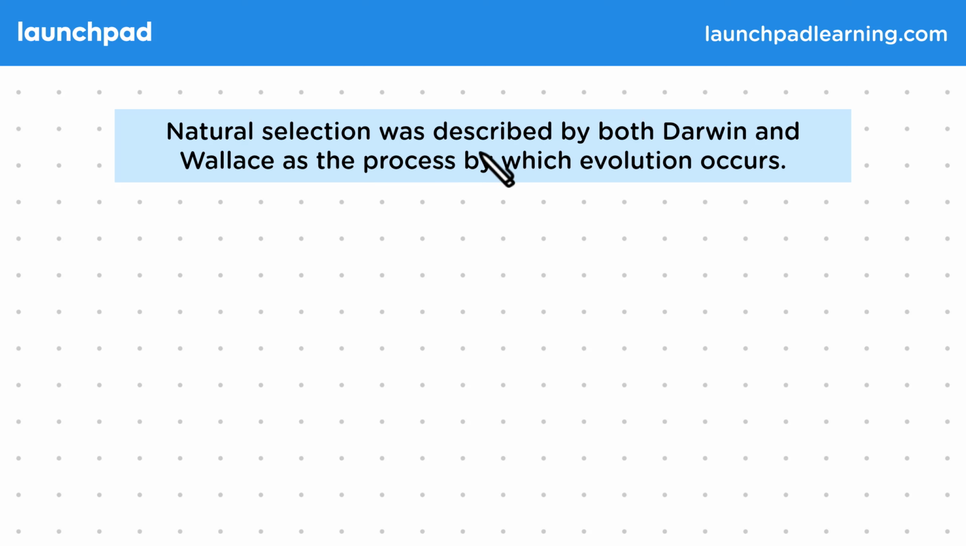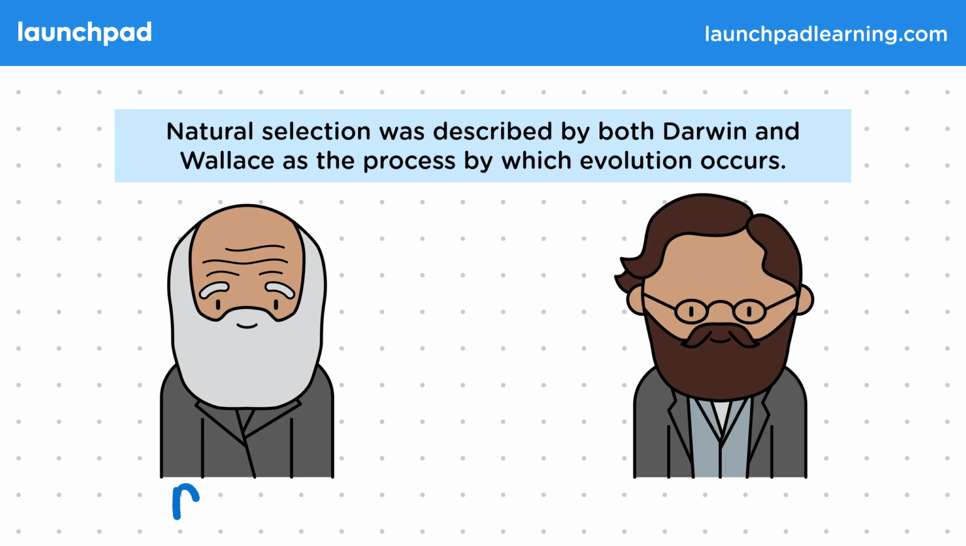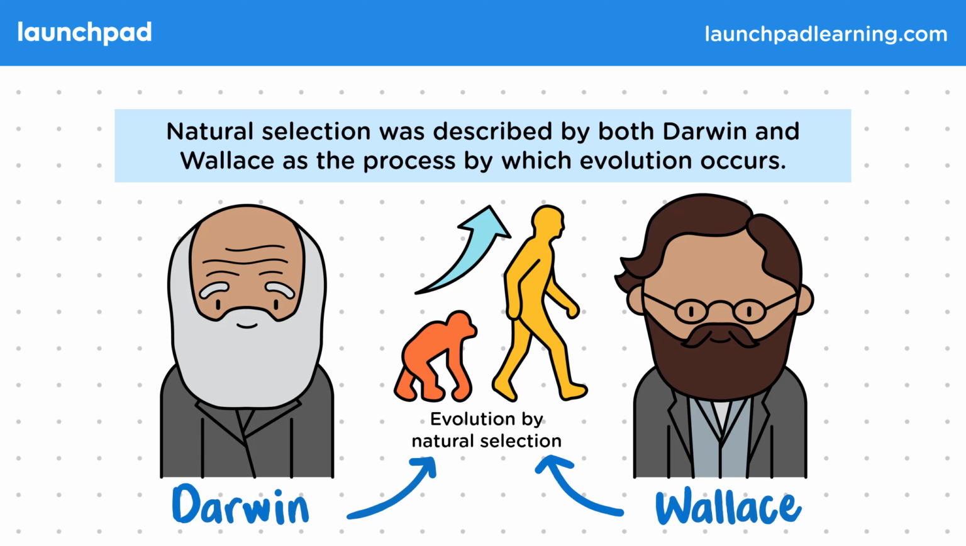Natural selection was described by both Darwin and Wallace as the process by which evolution occurs. So, both Darwin and Wallace suggested the theory of evolution by natural selection. For the exam, you need to appreciate that the theory of natural selection developed over time and from information gathered by many scientists. So, who is most credited with these ideas?